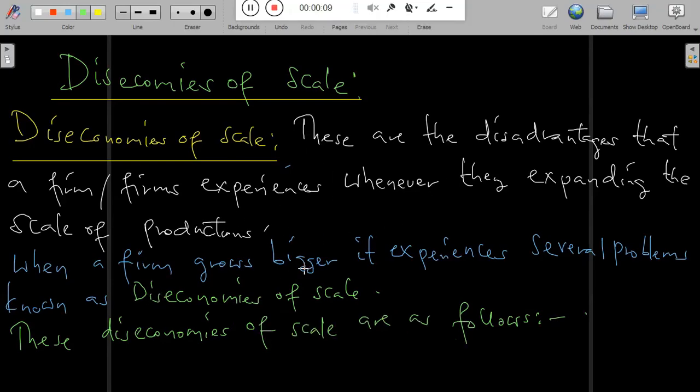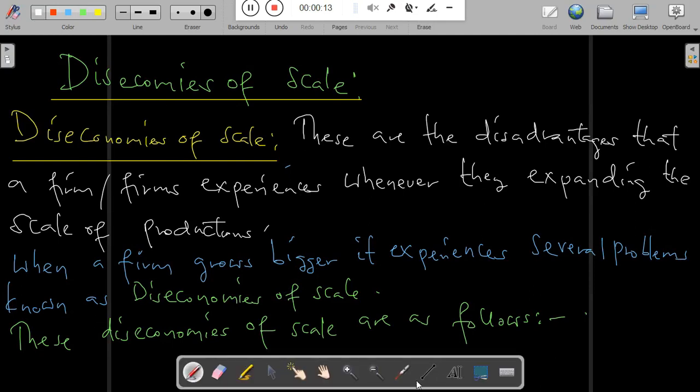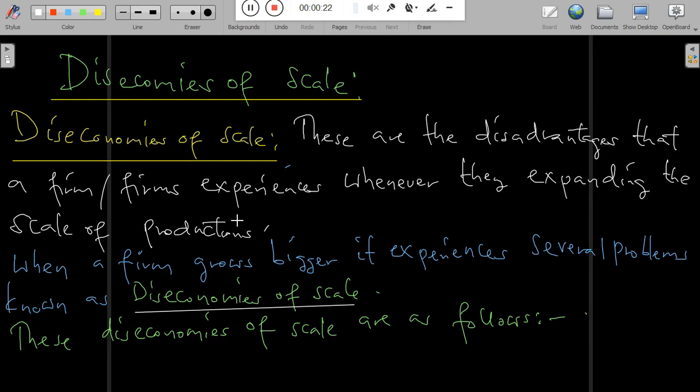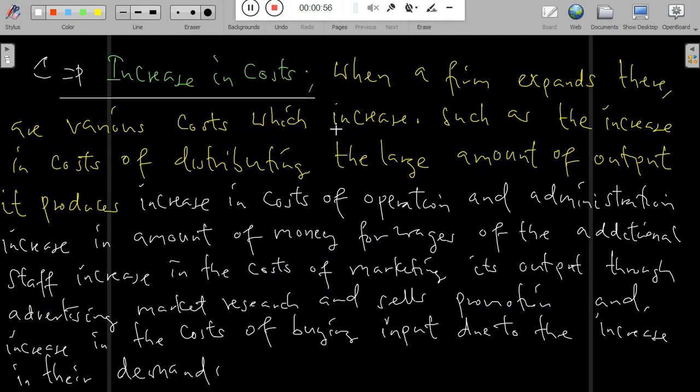So we are going to discuss diseconomies of scale. By the way, what are diseconomies of scale? This is among the parts that involve production. In simple terms, diseconomies of scale are the disadvantages that a firm experiences whenever they expand the scale of production. Diseconomies of scale is the opposite of economies of scale. So under diseconomies of scale, when a firm expands production, there are different disadvantages that the firm may incur.